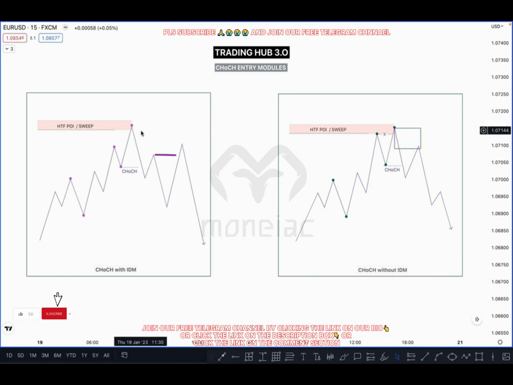In this case, you can see the market breaks this high but closes above it. So you have to wait for choch and inducement for additional confirmation before entering. Then the market breaks this one and creates a new inducement here, and you can sell here like this.